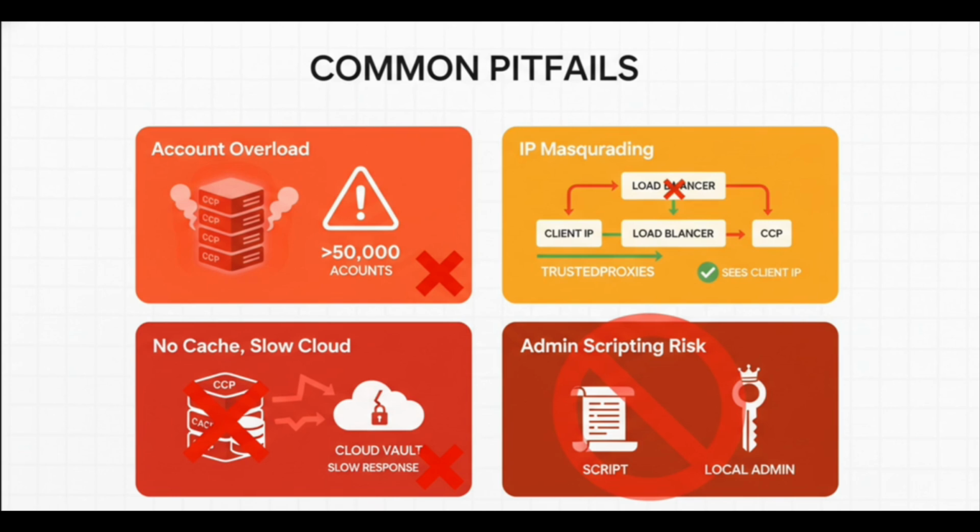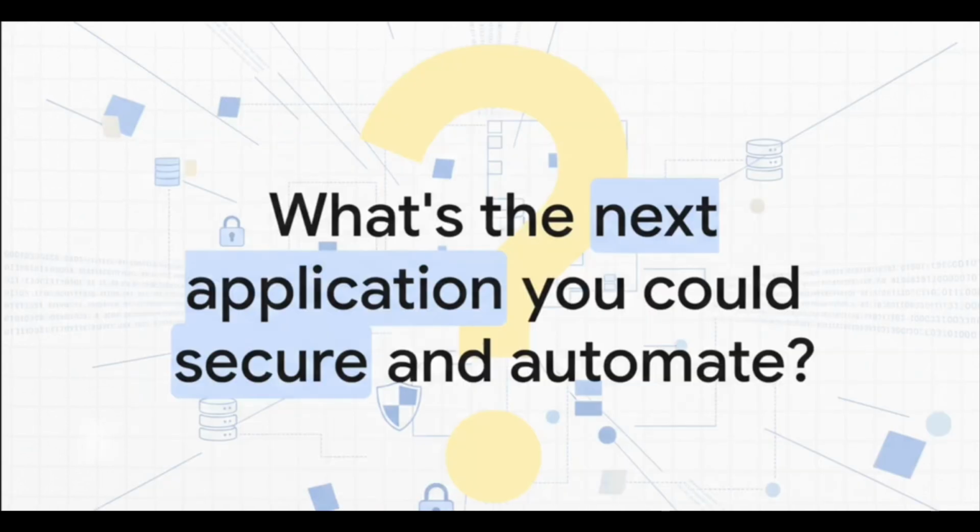Least privilege always. So as you can see, the CCP is so much more than just another tool. It's a real strategic enabler. It's a game changer. It allows you to build automation that's more secure, more compliant, and way more scalable because it truly decouples your secrets from your code. And that really leaves us with one final thought. Now that you have this power, what's the very next application you're going to secure?